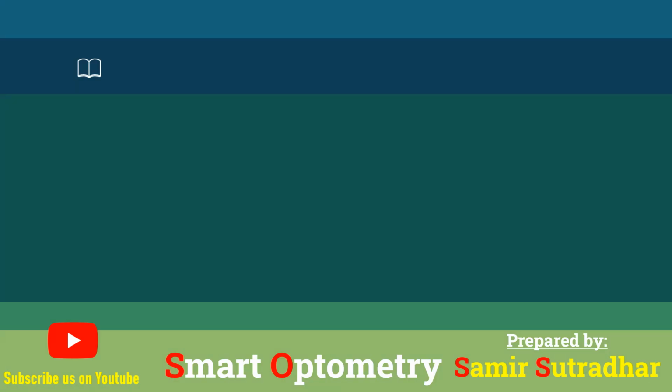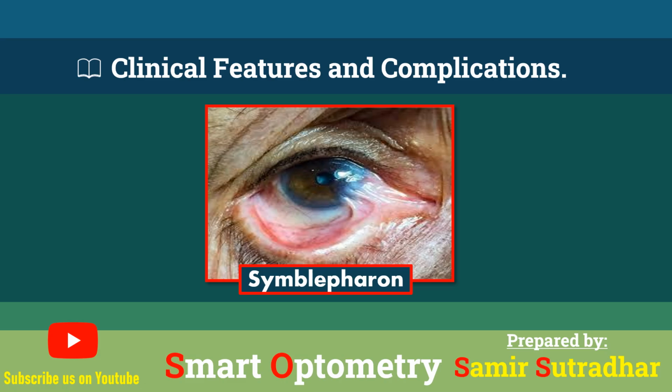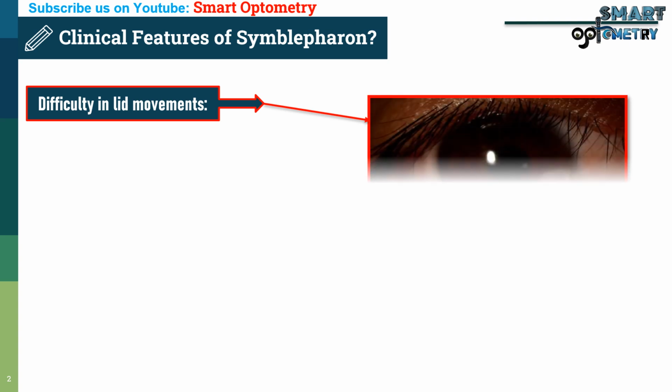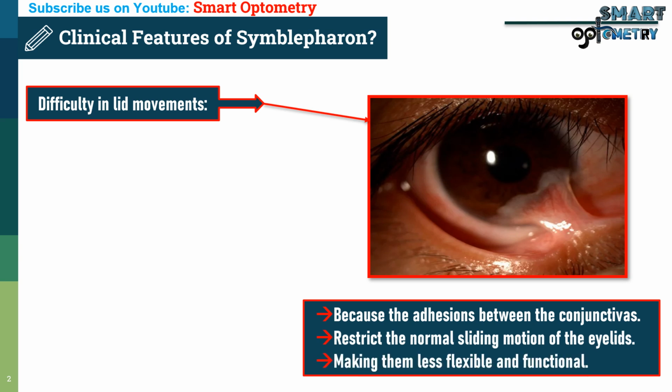In this video, we will learn about the clinical features and complications of Symblepharon. What are the clinical features of Symblepharon? 1. Difficulty in lid movements. This happens because the adhesions between the conjunctiva restrict the normal sliding motion of the eyelids, making them less flexible and functional.